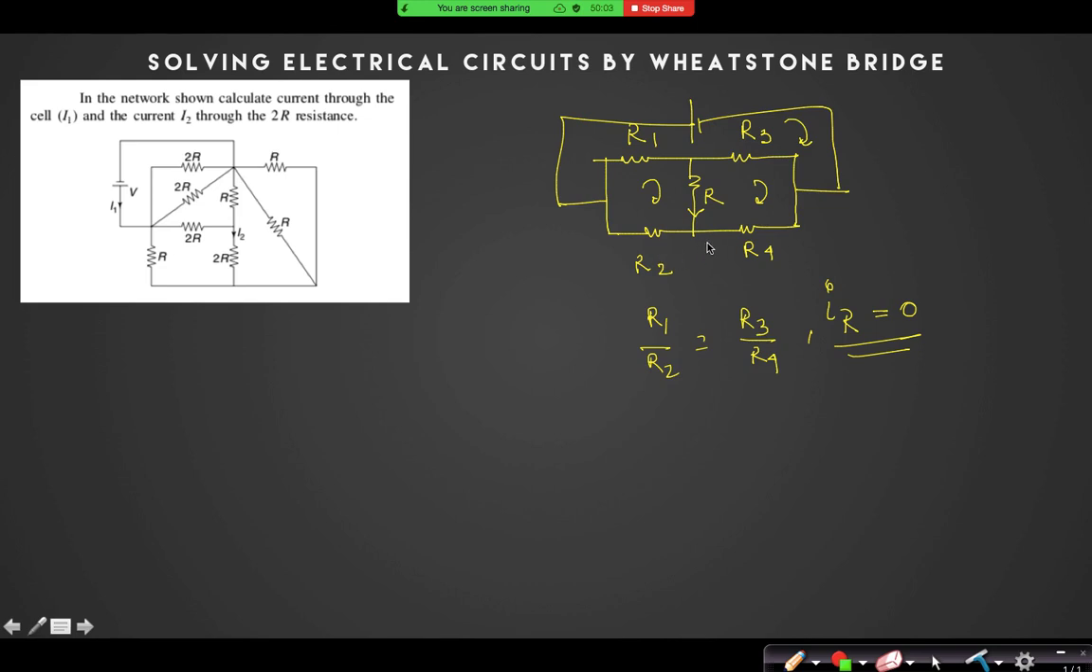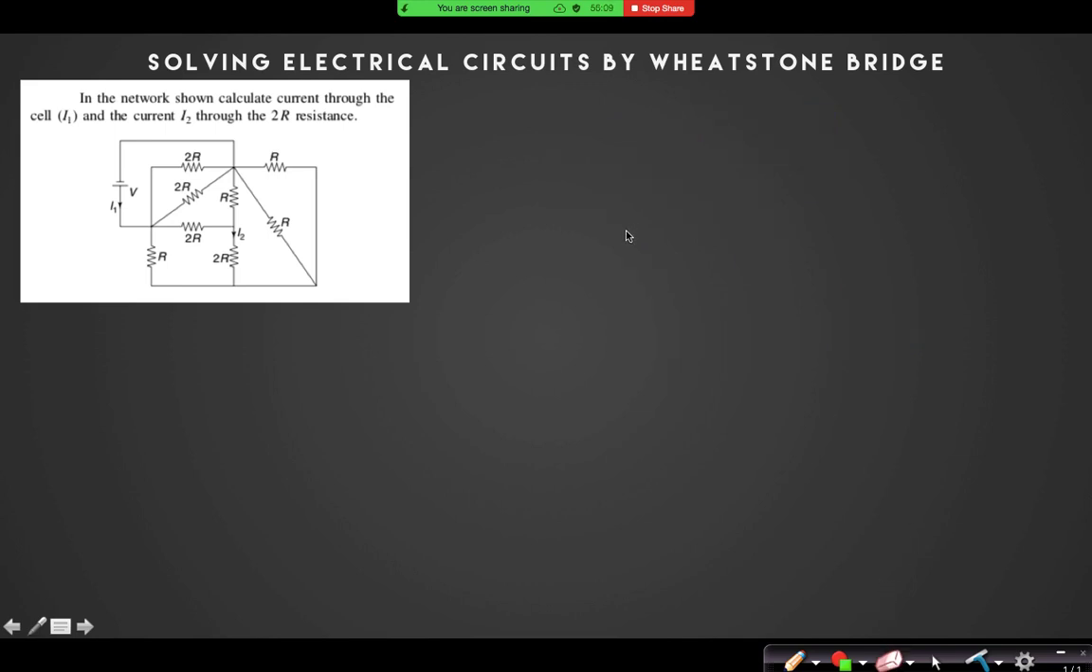Right? So we will apply this concept whenever we find that Wheatstone bridge, R1 by R2 equal to R3 by R4. You can neglect this resistance. Now what is the equivalent resistance? I can find, right? So a similar question is here. I am giving this question to you. Just try to solve this, right?